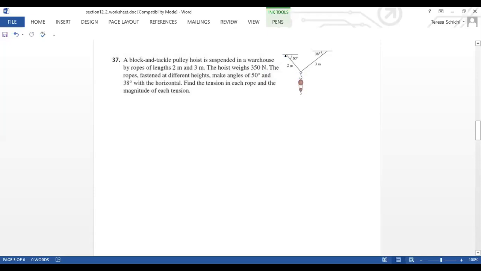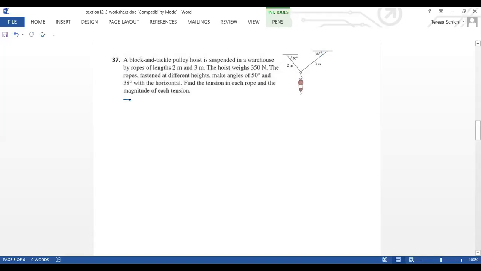You have two ropes, a 2 meter rope and a 3 meter rope. The total weight is 350 Newtons, and the ropes are kept tight. The first rope has an angle of 50 degrees, and the second rope has an angle of 38 degrees. Now I want to find the tension of each rope.